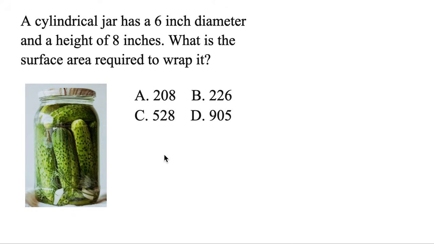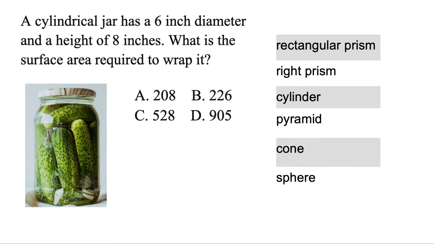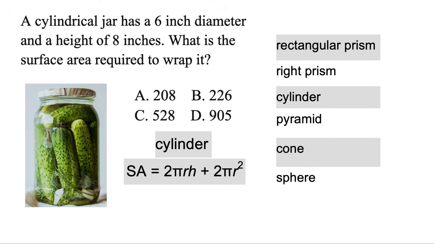The fastest way to solve a surface area problem on the GED is to use the formula sheet, because they'll give you the formulas for all of these shapes here. And then for surface area, we're interested in this cylindrical jar, same thing as a cylinder. If we look to the right, we'll notice a formula that begins with SA, and that's the one.